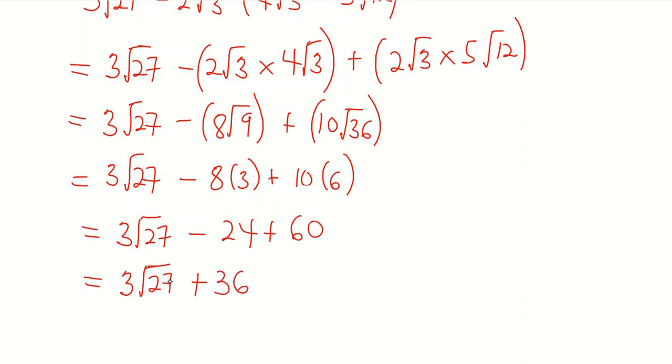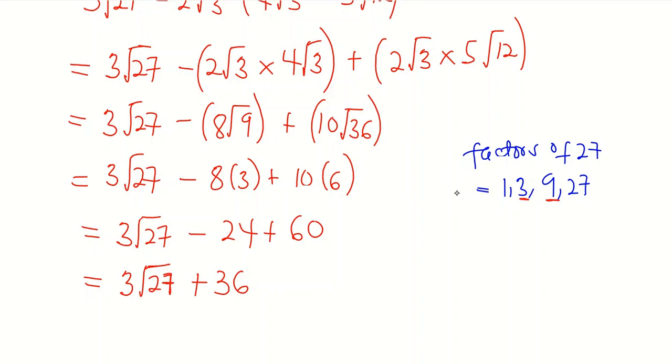Now we can see that the square root of 27 is not in its basic form, so we have to reduce it to its simplest form. In doing so, we have to consider the factors of 27. We have 1, 3, 9 and 27. So these are the factors of 27, and we can see that 9 is a perfect square, and when we multiply 9 by 3, we get 27.